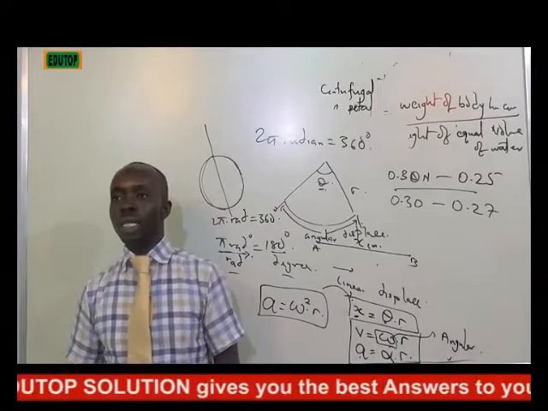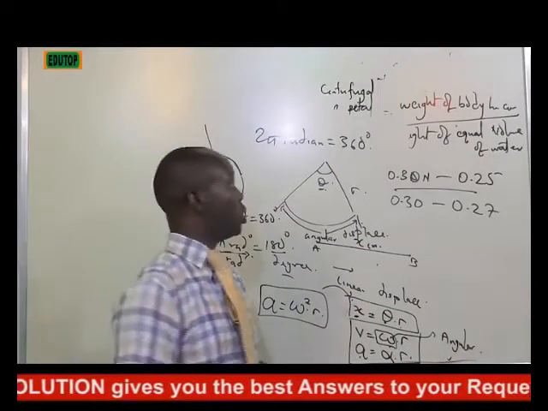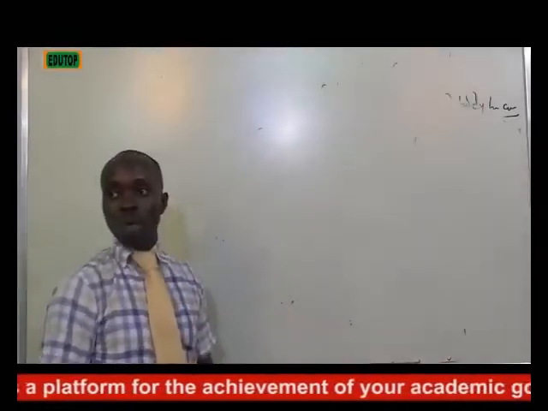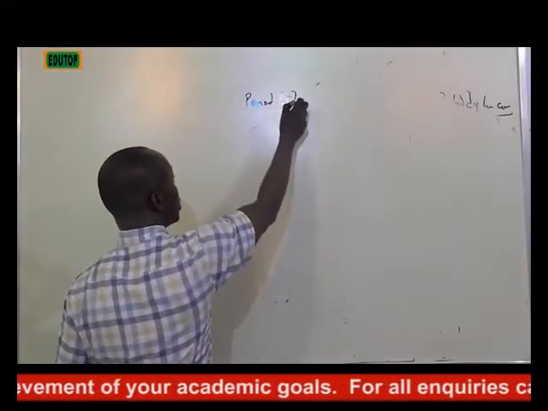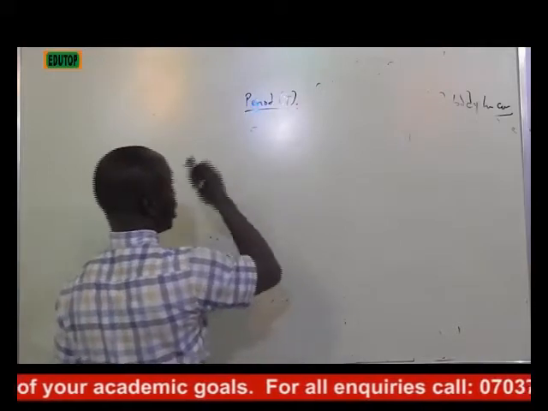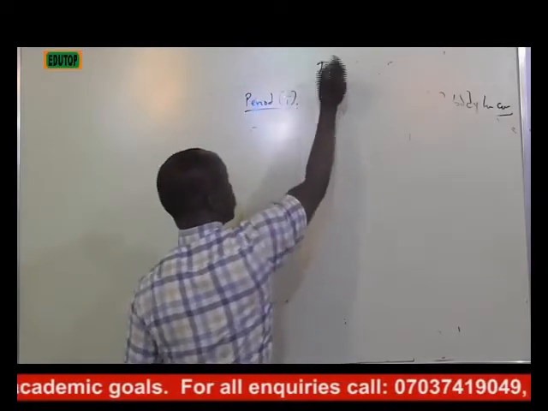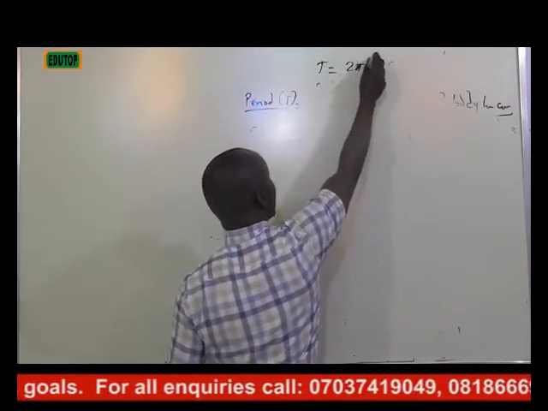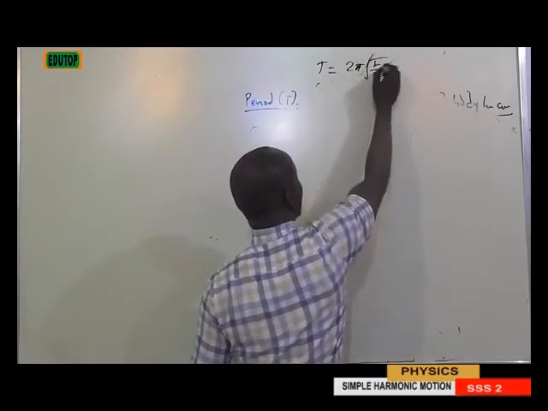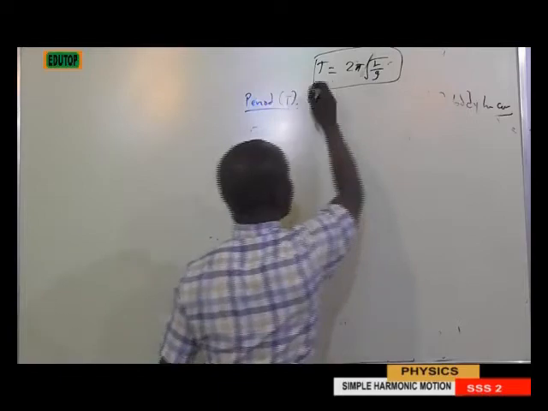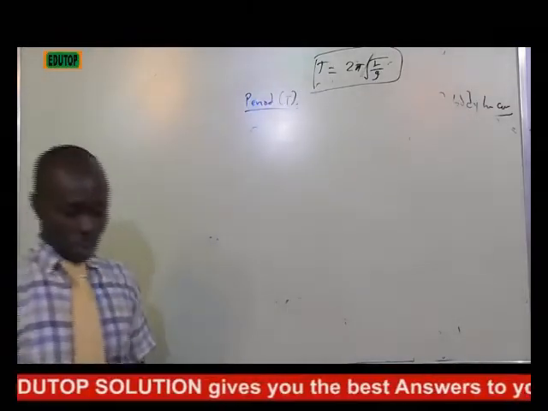Let's look at some terms that are associated with simple harmonic motion. Number one, we have what we call period. What is period? Period T. I was giving the mathematical formula for period for your simple pendulum, known as 2 pi square root L over g. That's one formula for period. But as we proceed, you'll be seeing some other formulas.